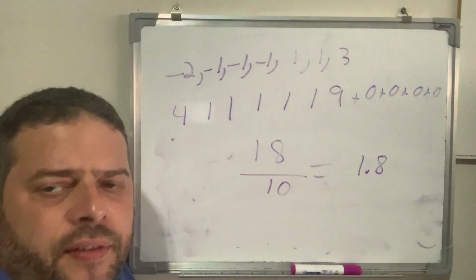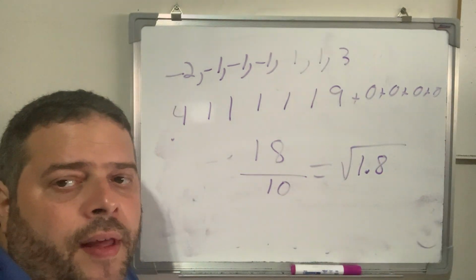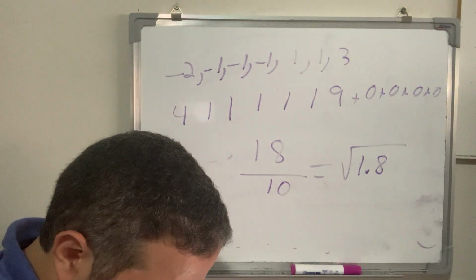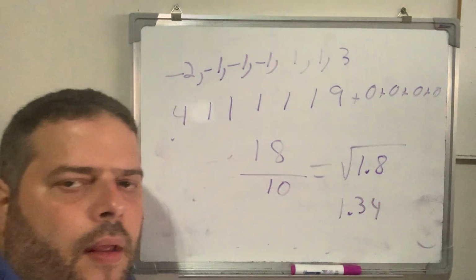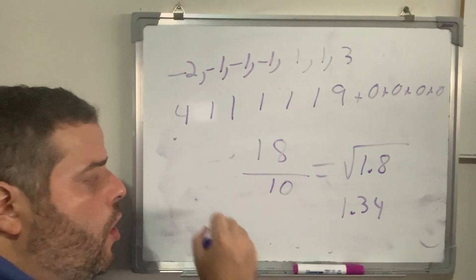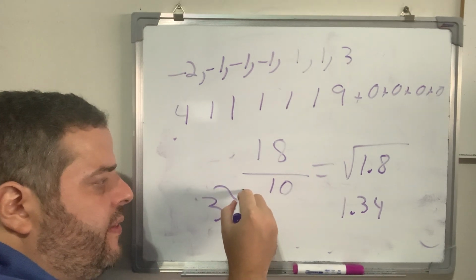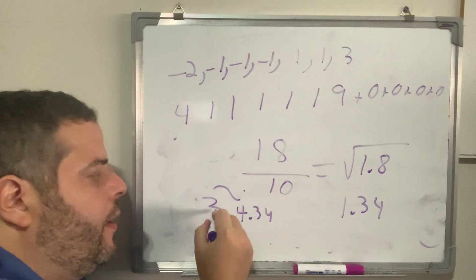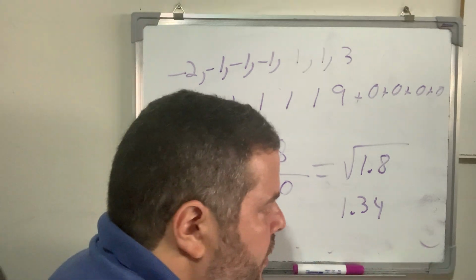Now, the final step of this process is to get the square root of that number. And you end up with 1.34. Now I know the average and I know the standard deviation. The same thing applies for last year. So this will be 4.34. Then you subtract, and that's how you manually calculate standard deviation.